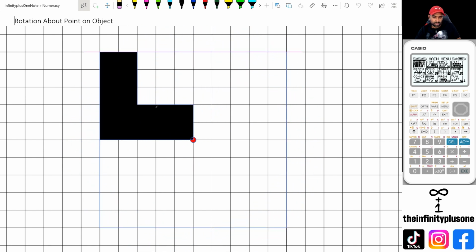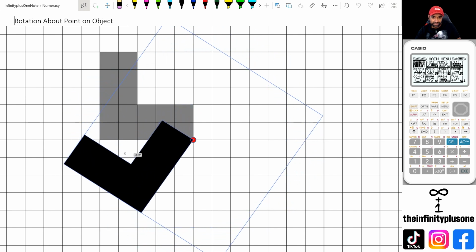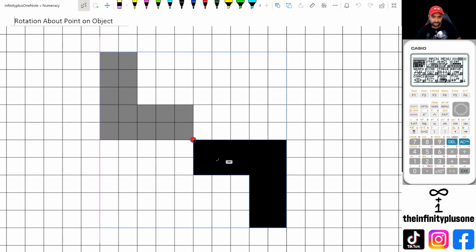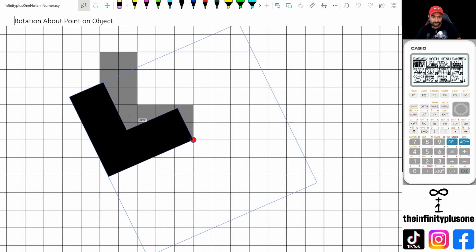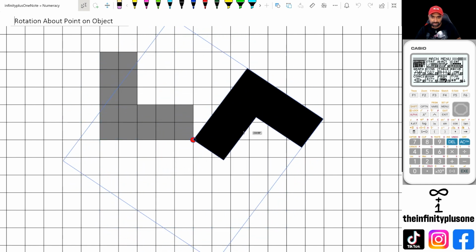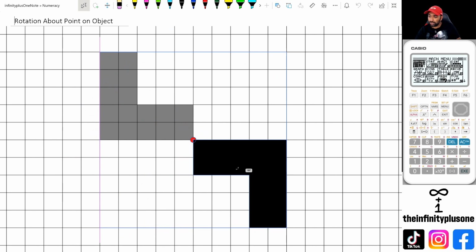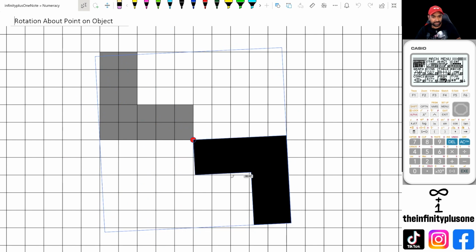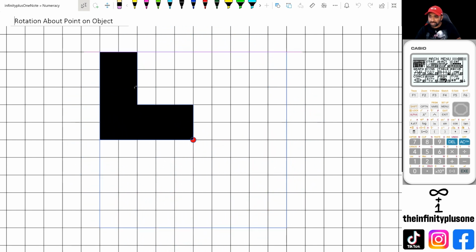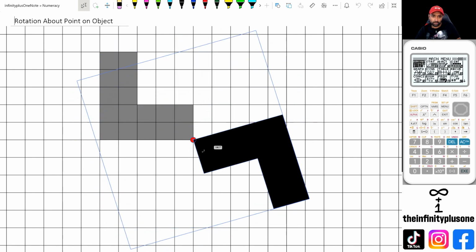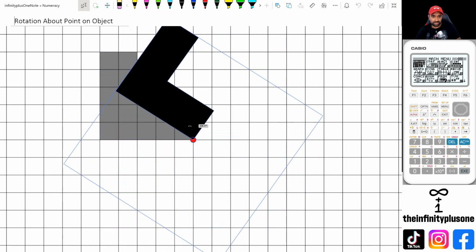So let's say I want to rotate this shape 180 degrees. I don't think it matters which way you go, because if I go this way, that's what the shape looks like anti-clockwise at 180. And if I decide to go clockwise, it's also going to look exactly the same at 180 degrees. So those are some key points to keep in mind when rotating objects around a point.